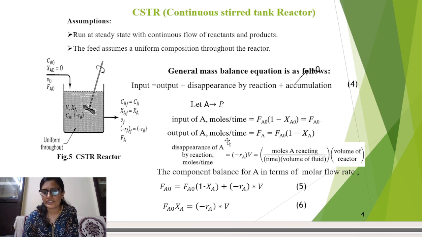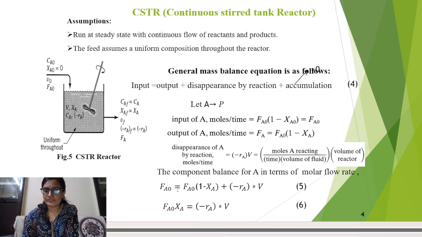Now the output of A in terms of molar flow rate can be written as Fa is equal to Fa naught (1 minus Xa). The disappearance of A by reaction, again in terms of molar flow rate, can be written as minus Ra into capital V. Here minus Ra is the rate of disappearance, which has the unit of moles of A reacting per time per volume of fluid, and capital V is the volume of reactor. Now the component balance for A in terms of molar flow rate: substituting all this in equation 4, we get Fa naught is equal to Fa naught (1 minus Xa) plus minus Ra into V.